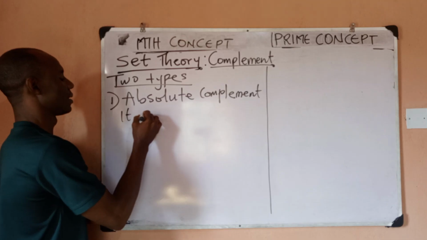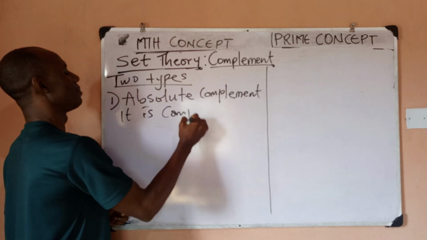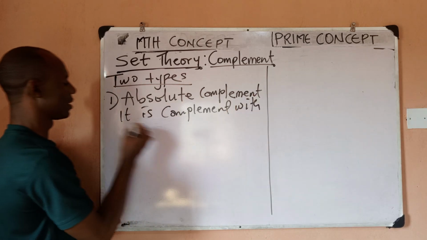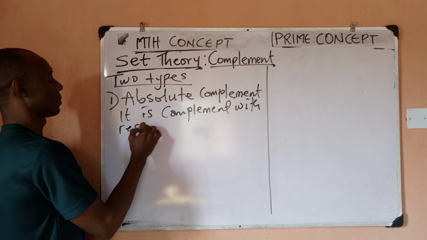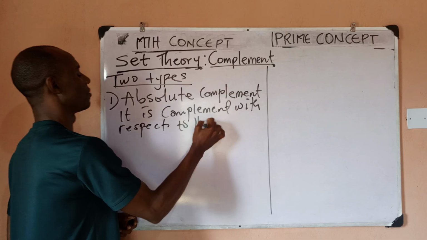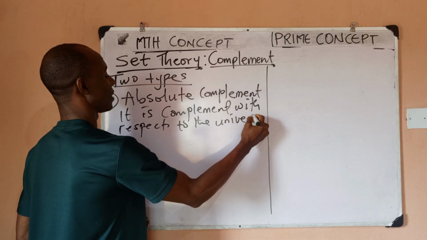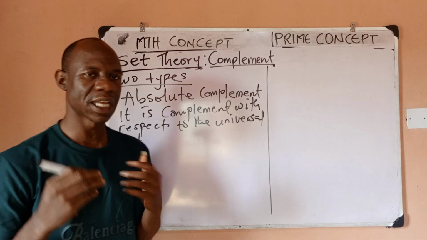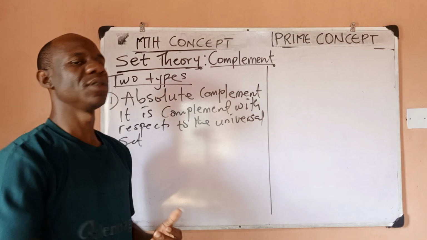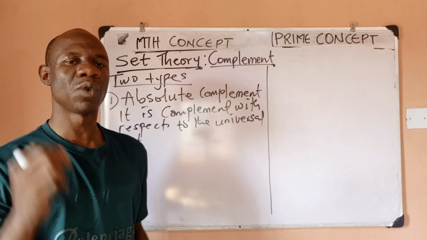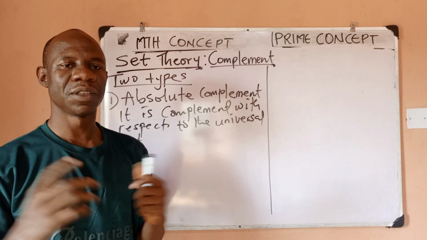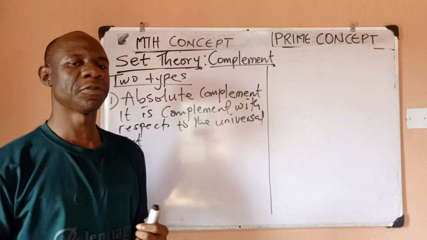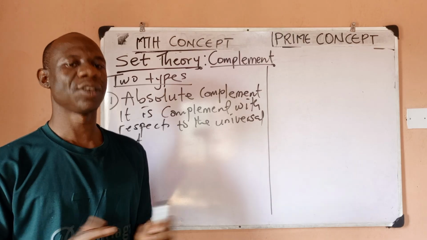It is complement, or relative, with respect to the universal set. That is what we call the absolute complement. So it has to do with one set and then the universal set. So very importantly, what is the universal set? The universal set is a set that contains all the elements that can be found in every other set. That is the universal set.